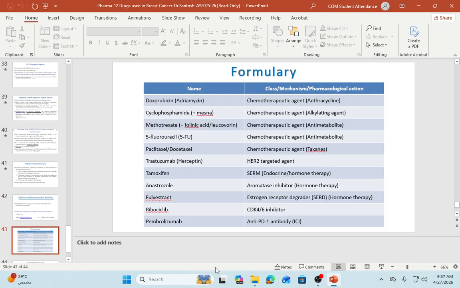So again, this is the final list of drugs that you need to know. The remaining drugs you don't need to worry about.